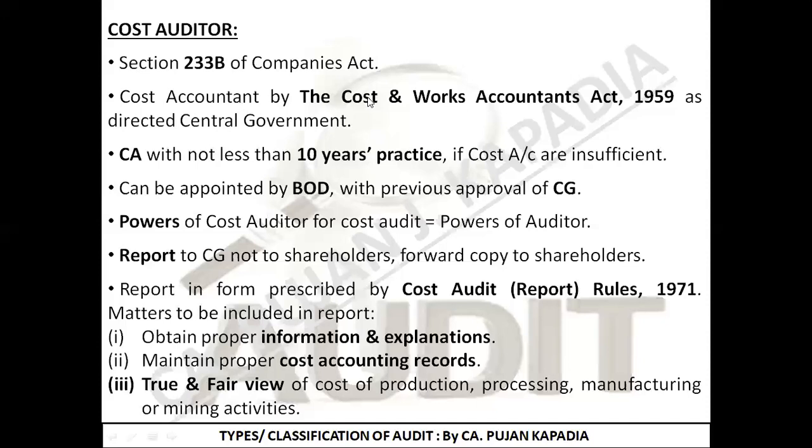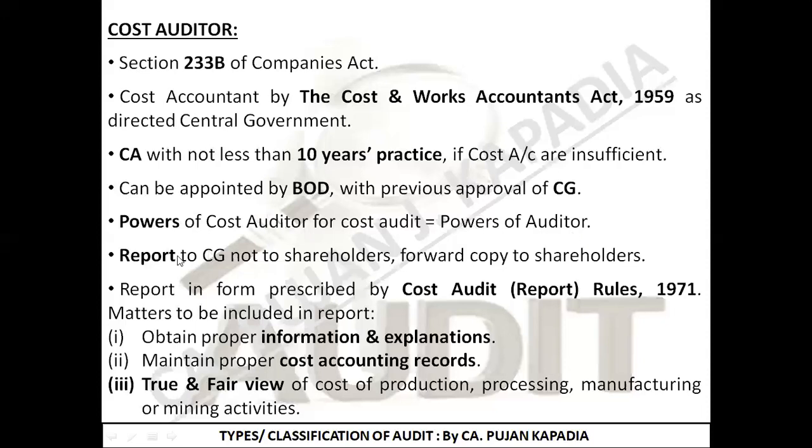First, it can be a CMA, that is cost and management accountant, known as ICWA. Under this act, if they are insufficient, that is less in number, then you can take recourse to a chartered accountant who has a minimum of 10 years of experience in practice. Who appoints the cost auditor? He is appointed by the board of directors, but with the previous approval of the central government. Powers of the cost auditor are the same as the powers of the auditor of the company.